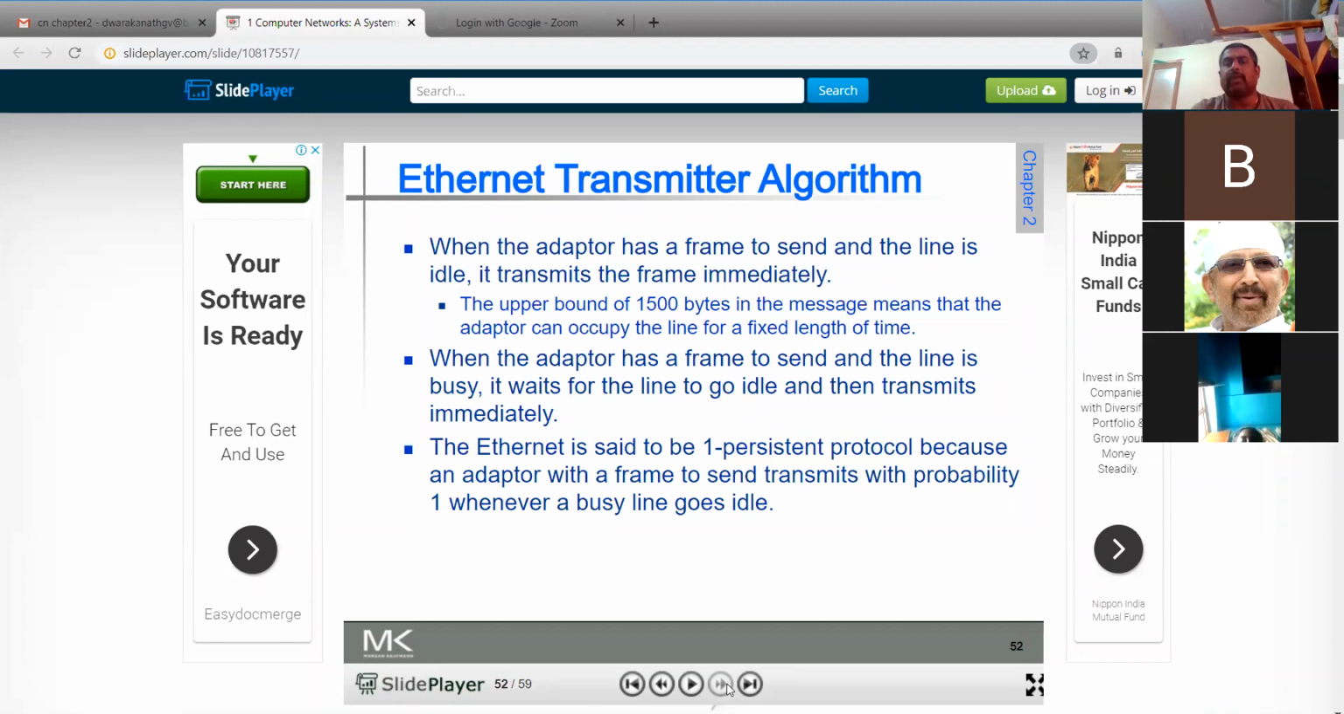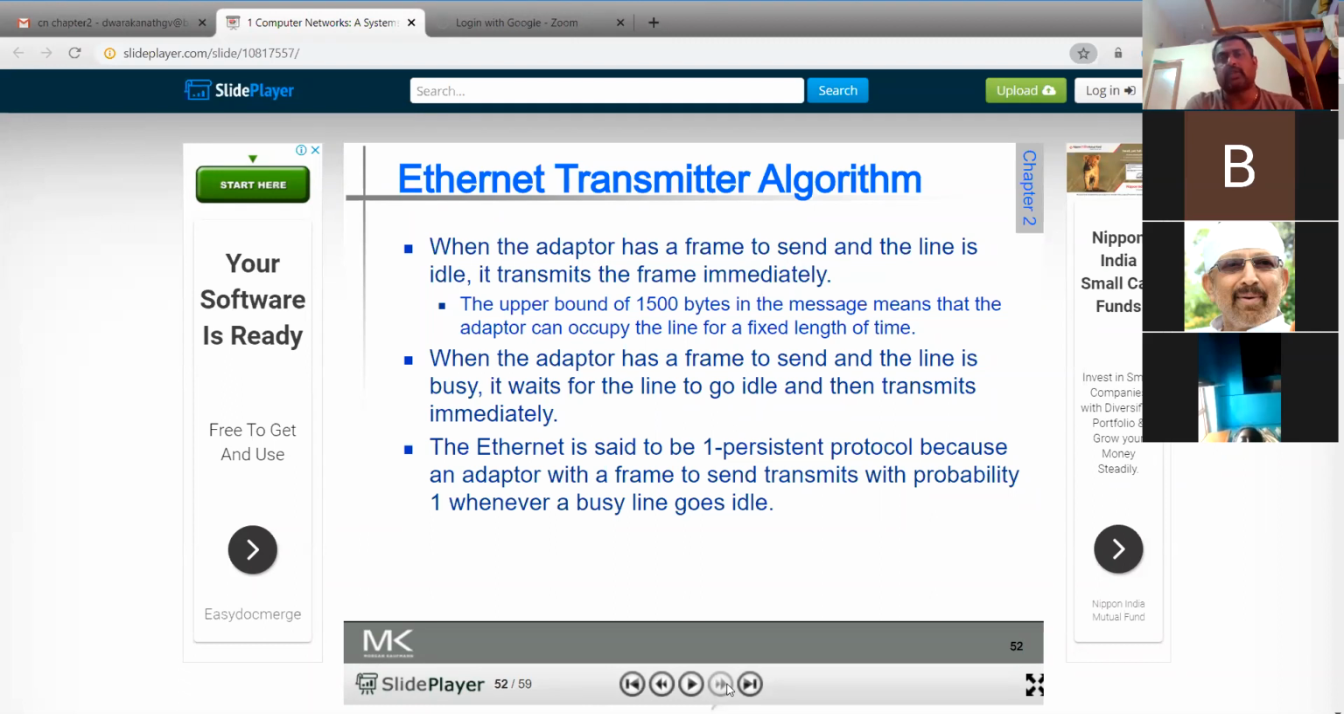That means whenever the busy line goes idle, then the frame will be transmitted. Otherwise, the frame will not be transmitted. Then this algorithm is called a one persistent algorithm. Next, coming to the things.